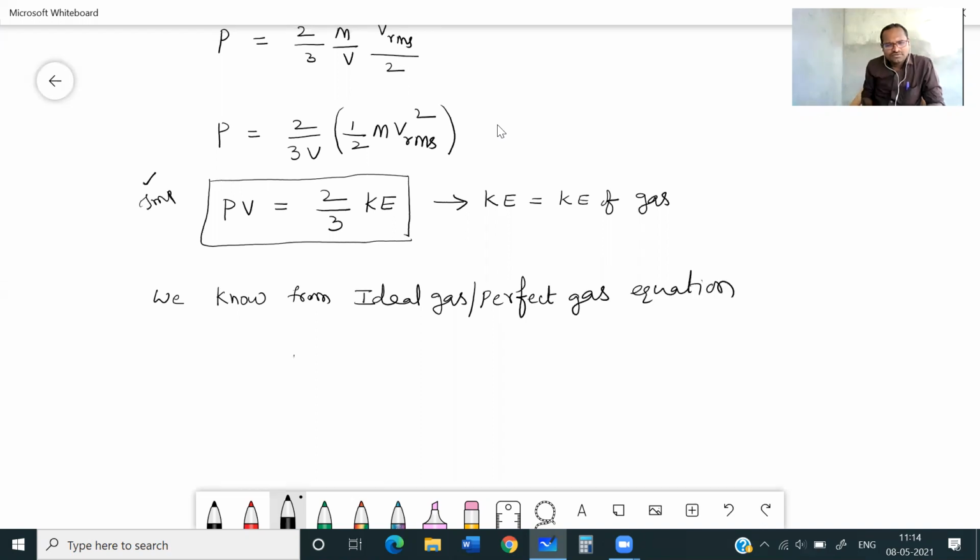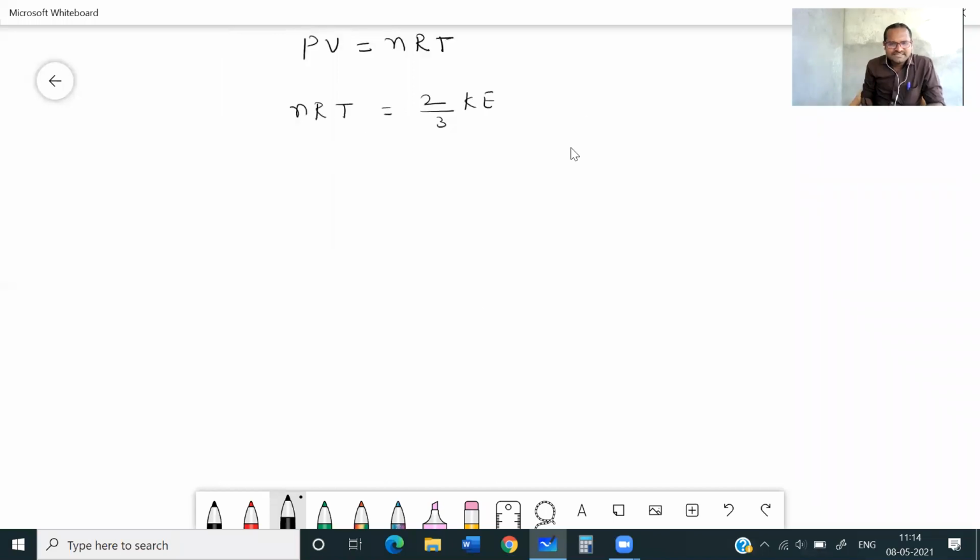What we know? We know PV is equal to nRT, correct? n is number of moles, R is the universal gas constant, T is temperature. So substitute here, you will get nRT is equal to 2 by 3 Ke, correct? Yes. Still we can write it as Ke is equal to 3 by 2 nRT, correct?